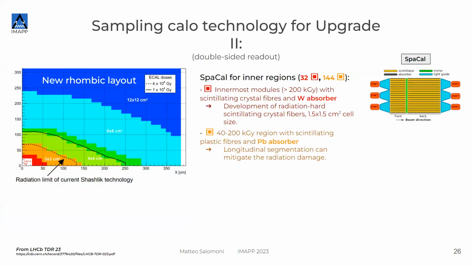So instead of having fibers running through a stack of absorbers and scintillators, once again we have scintillators, which are the yellow ones, which are put into the holes of modules which can host these scintillating fibers.